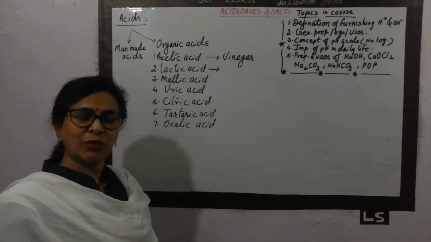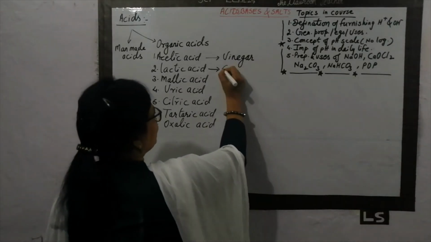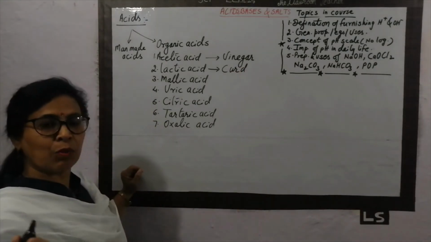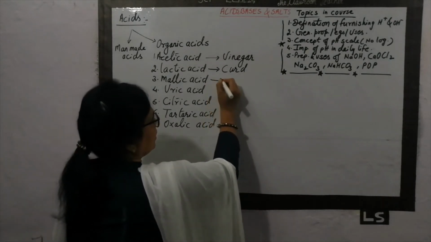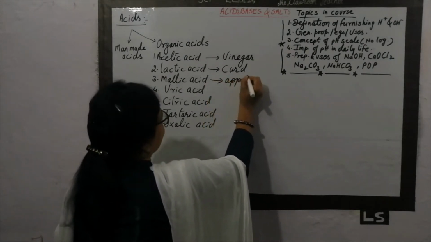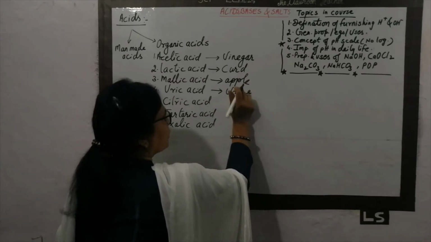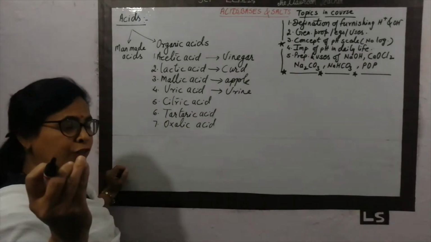Lactobacillus bacteria. What is the role of lactobacillus bacteria in the formation of curd? Lactic acid is in curd or sour milk; when milk gets spoiled, that also contains lactic acid. Malic acid is in apple. Uric acid is in urine. In some amount it is present in the urine, a very small amount. It is especially present in the excretory product of birds.